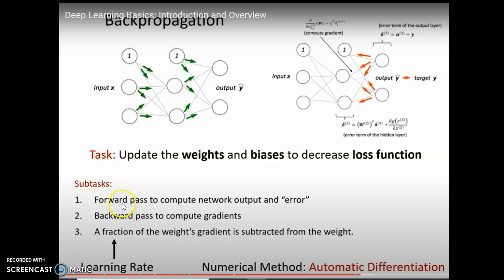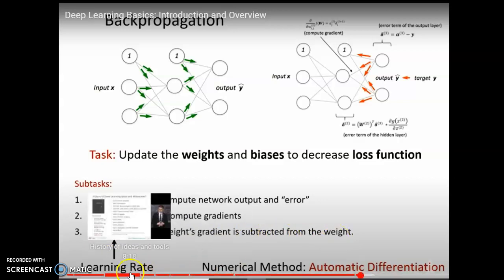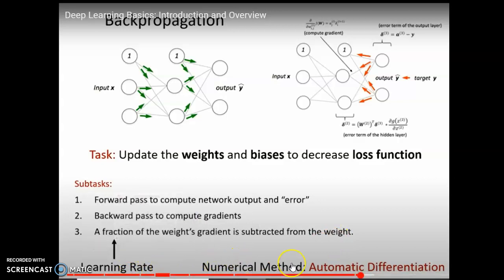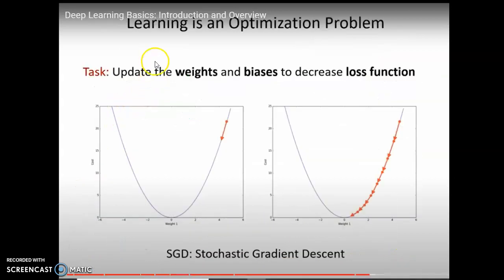Subtasks: forward pass to compute the new network output and error, and backward pass to compute gradients. A fraction of the weight's gradient is subtracted from the weight. This fraction is the learning rate. Numerical method, automatic differentiation. Learning is an optimization problem. Task: update the weights and biases.